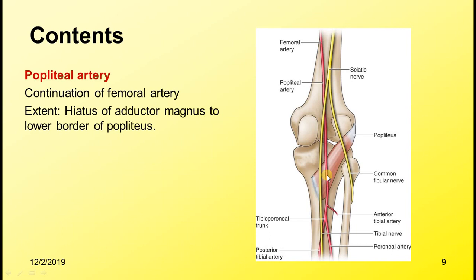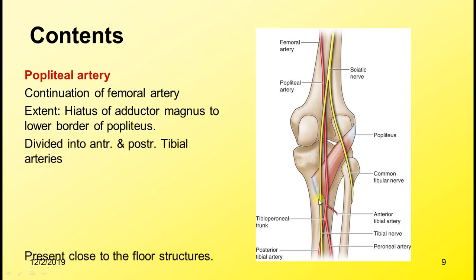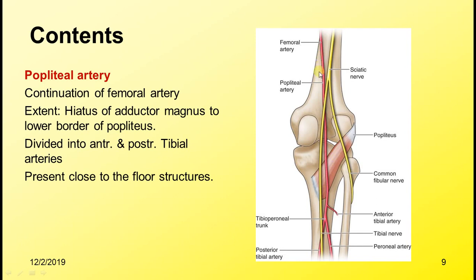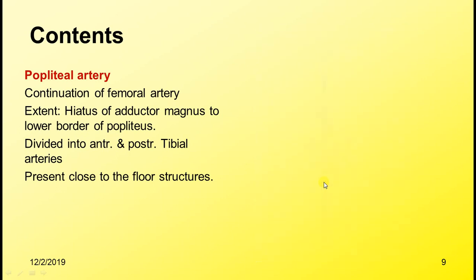So all these things you should keep in mind with respect to the popliteal artery, because in case of popliteal aneurysms, if you are going to treat, or any other pathology with respect to the popliteal fossa, then this variation you should take into account before carrying out any procedures. Okay. So that is the extent, up to the lower border of popliteus, where you have anterior and posterior tibial arteries. As I told you, it is a deeper structure, present near to the floor.